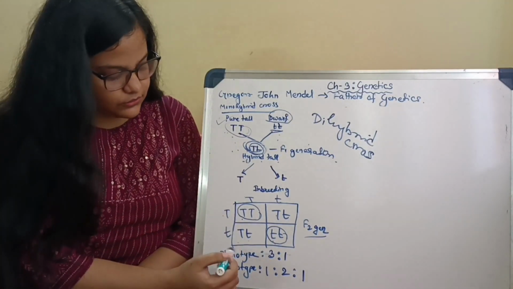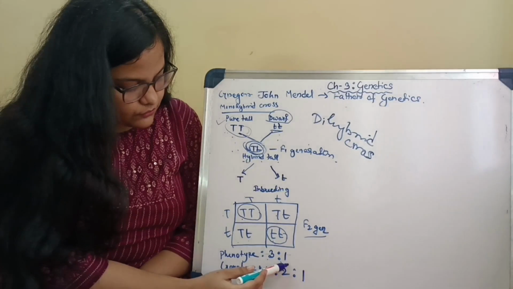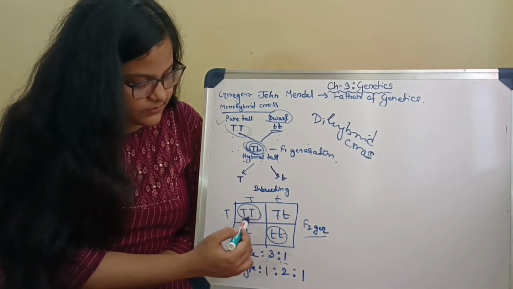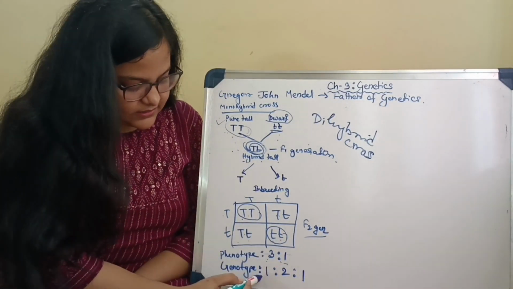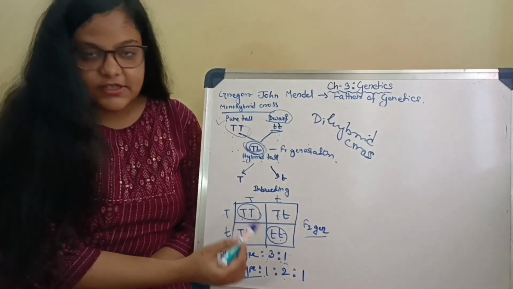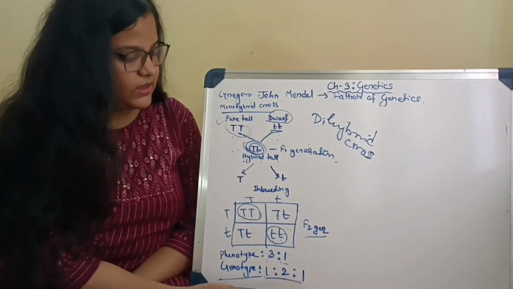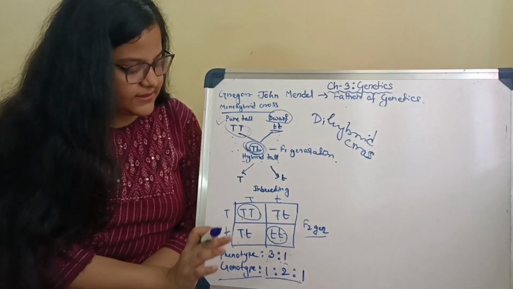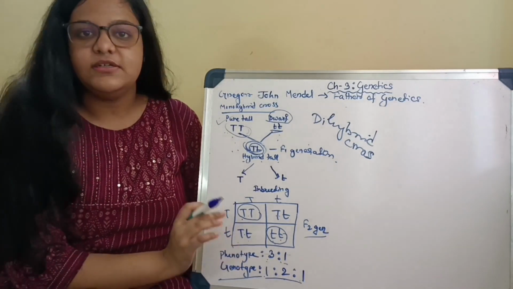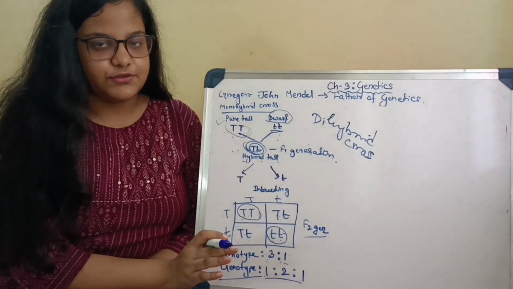Okay. So what happens to the phenotype? The phenotype becomes 3:1 because 3 of them are tall and 1 is recessive, and the genotype becomes 1:2:1 because there are three types of genes, obviously. That's why it becomes 1:2:1. Now monohybrid cross is comparatively easier than dihybrid cross, but don't worry, dihybrid cross will also be taught to you.